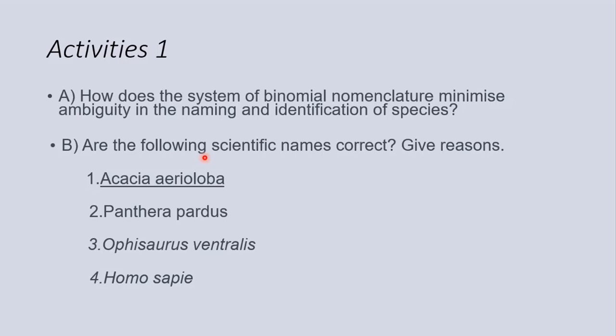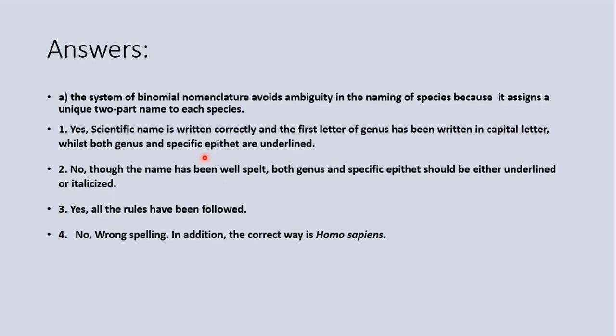If you can. So anybody want to go at question A? How does the system of binomial nomenclature minimize the ambiguity in the naming and identification of species? Anyone? Okay. If no one wants to go, let's go to the answers.